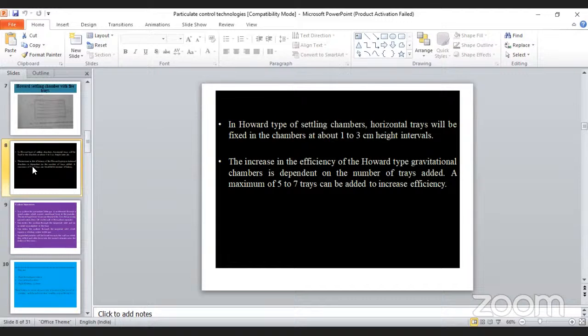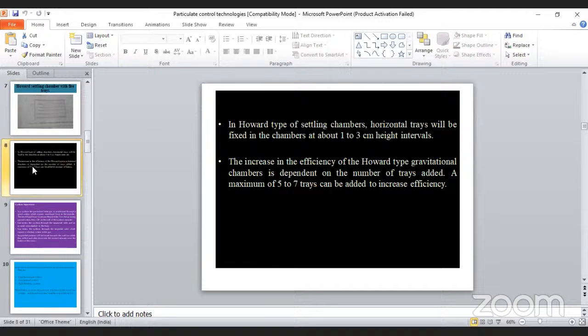The increase in the efficiency of the Howard type gravitational chamber depends upon the number of trays, and we can increase it to a maximum of 5 to 7 trays only. More than that will again take longer time. If the gas is cooled down and settles on the tray, that is not good, because for some hydrocarbon gases, if the temperature falls, they may condense.